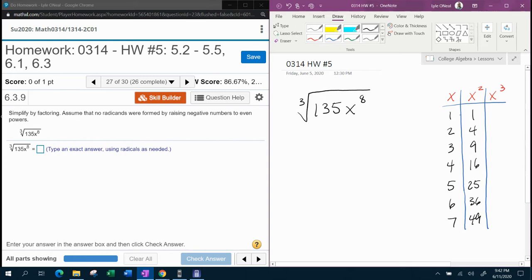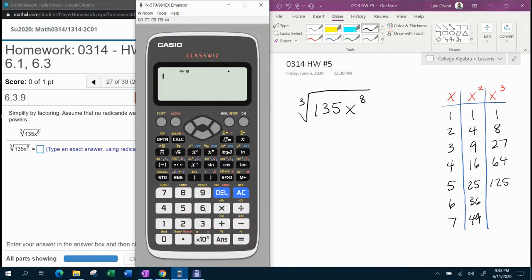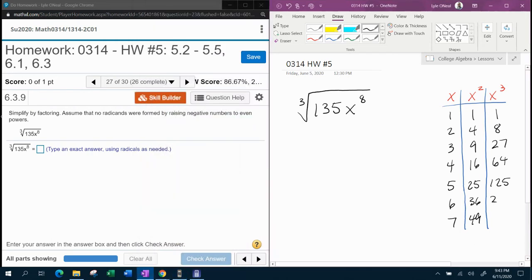And then for the perfect cubes, 1 to the 3rd is 1. 2 times 2 times 2 is 8. 2 cubed is 8. 3 cubed is 27. Again, I'm doing perfect cubes. 4 times 4 times 4, 64. 5 times 5 times 5, 125. 6 times 6 times 6, 216. I'm going to check that one. 6 to the 3rd, 216. And 7 times 7 times 7, 343. And so this is just a list of numbers that we're going to refer to in a second as we try to simplify this radical.